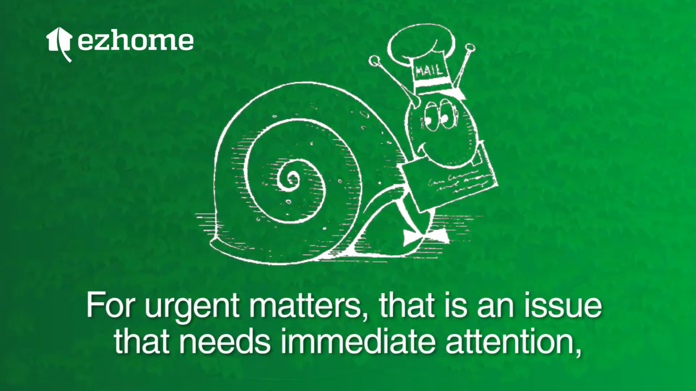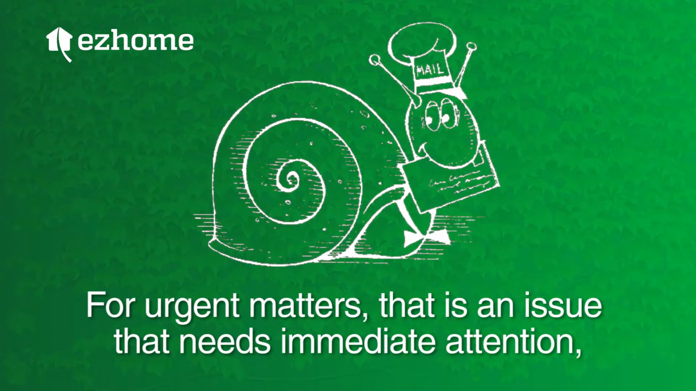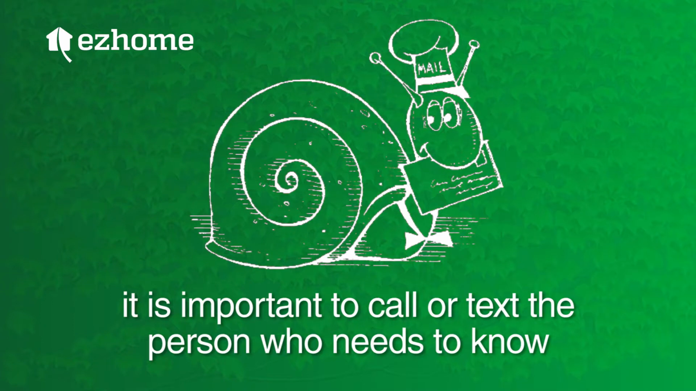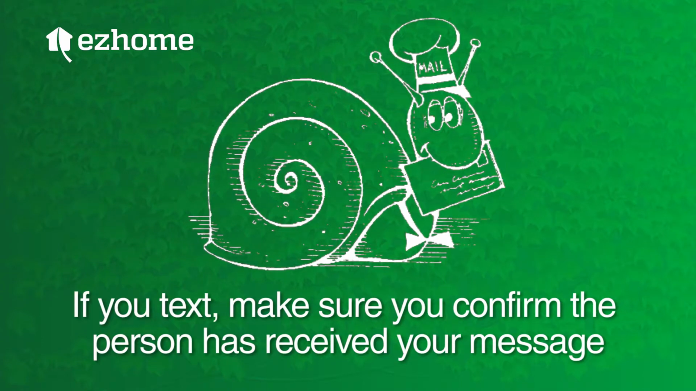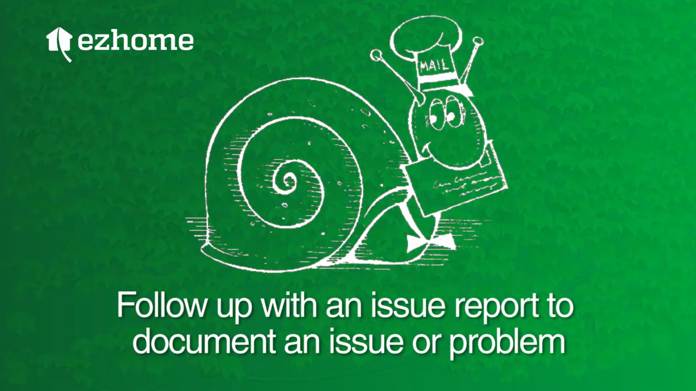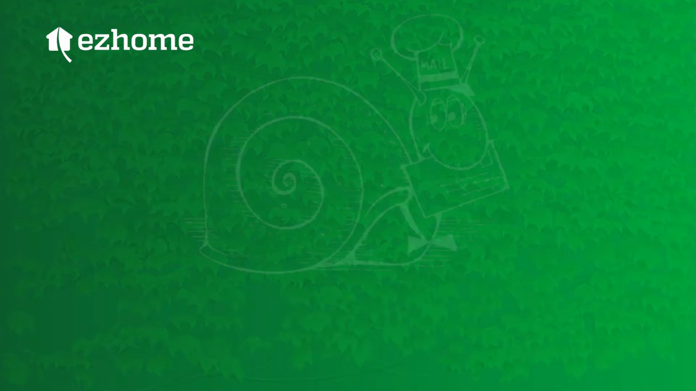For urgent matters, that is an issue that needs immediate attention, it is important to call or text the person who needs to know. If you text, make sure you confirm the person has received your message. Follow up with an issue report to document an issue or problem.